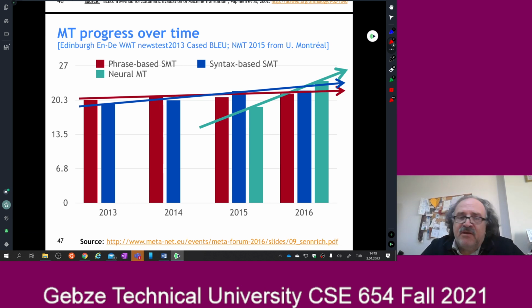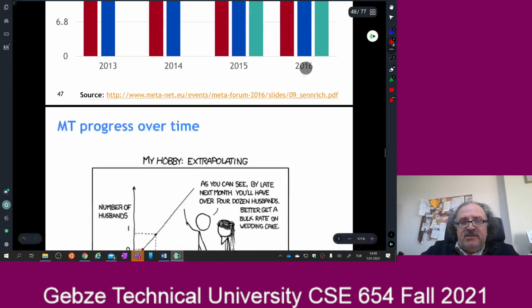You might think that because it is new, of course, you might expect things to be better in just 2 years. Let's see what happens in the next year. But this trend continued. Now we are talking about BLEU scores around 30 for the neural machine translation systems.